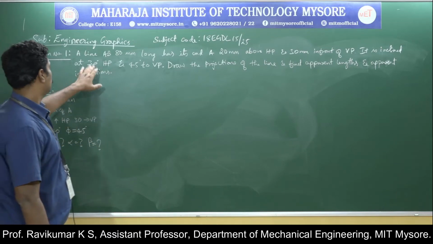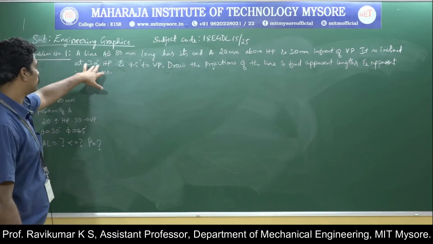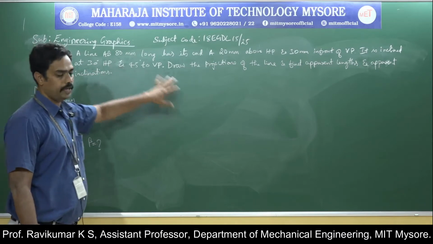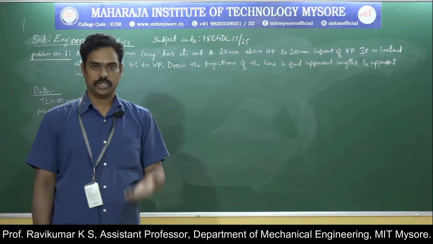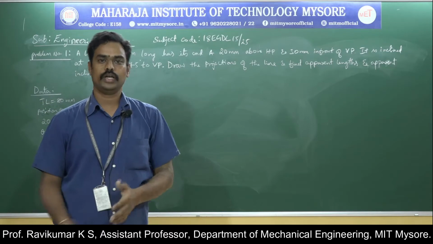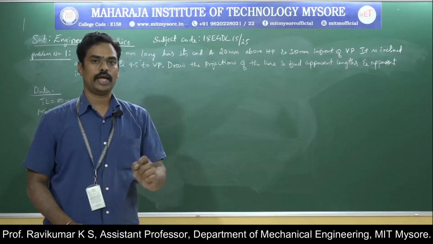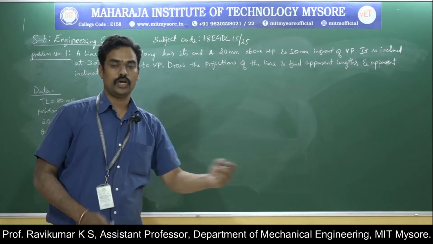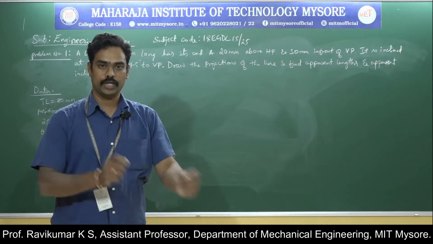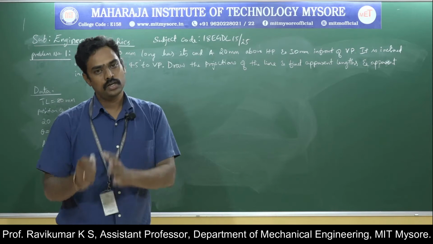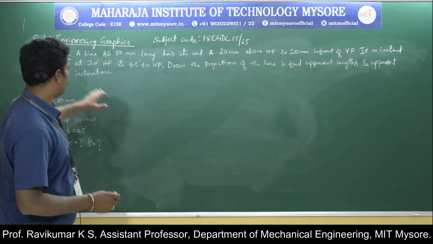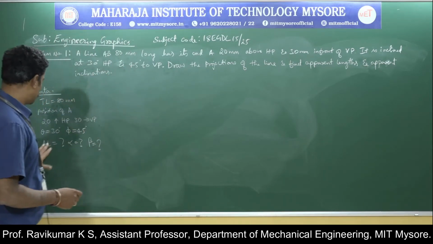Then it is inclined at 30 degrees to HP and 45 degrees to VP. Again, if the inclination is given directly as 30 degrees and 45 degrees, it is the true inclination. If the inclination is given like in the top view, in the front view, or appears to be 30 degrees, appears to be 45 degrees, then it is apparent inclination. Since here it is directly given, it is true inclination.